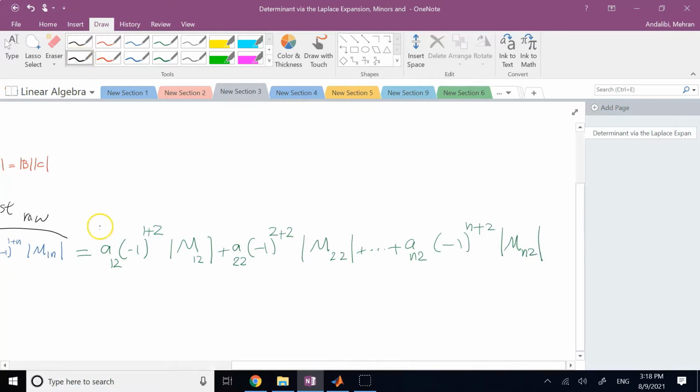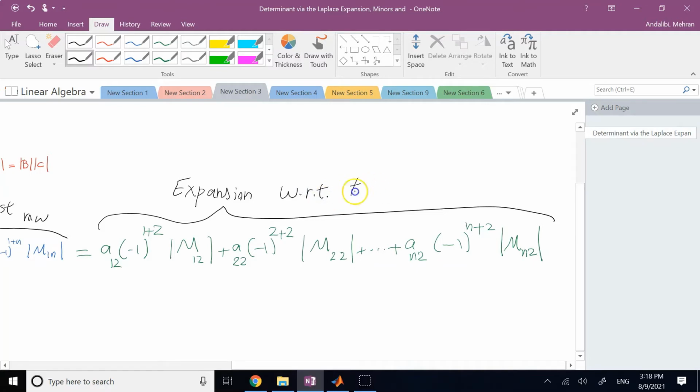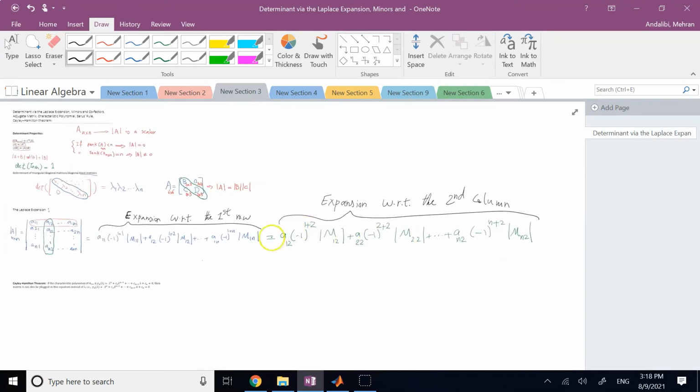Okay, so what is this? This is expansion with respect to the second column. So as I said, you can expand with respect to any column, any row, and the result of them are going to be the same. I'll show you. Okay, it doesn't matter which row or which column you use for expansion, the result is always going to be the same. That's the beauty of the definition of determinant in this Laplace expansion.